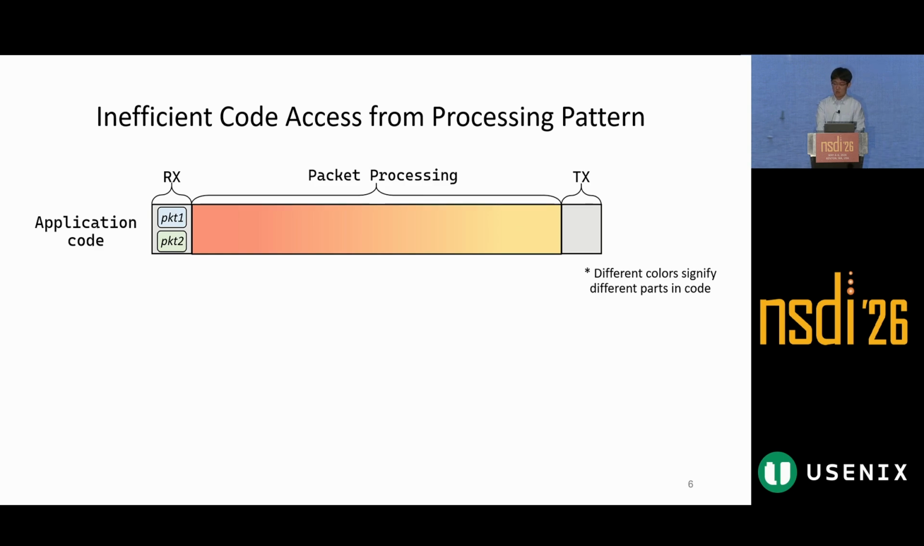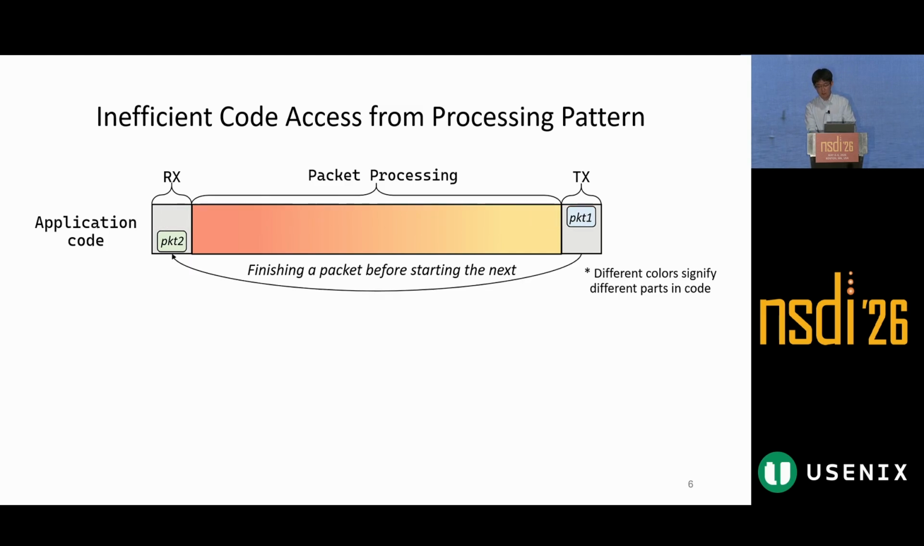We then show that such inefficiency in code access actually stems from the typical packet processing pattern. As in this illustration, applications usually receive a batch of packets, process them, and send them out. Here we use different colors for different parts in the code so that we can see which part is actually loaded into the iCache. So in the classic processing pattern, a packet starts its processing only after the previous packet finishes its processing. And this creates a problem.